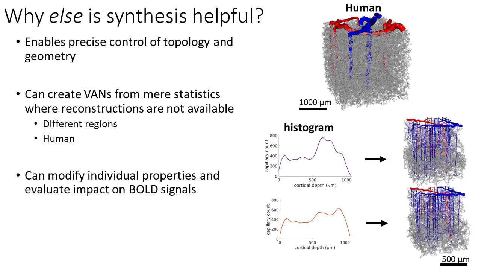VAN synthesis is also helpful because it allows us to parametrically vary individual properties of the vascular architecture to evaluate the impact on the BOLD response. As we see here, we can feed into our synthesis algorithm two different histograms of capillary density across cortical depth to generate synthetic VANs with all properties held constant, with the exact same arteries and veins, except that each has a dense capillary bed at a different cortical depth.